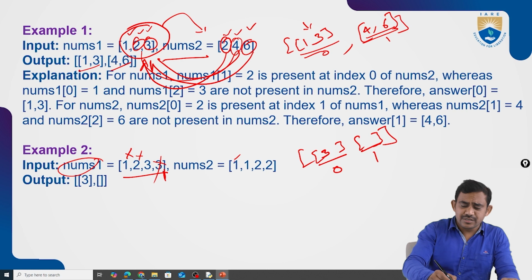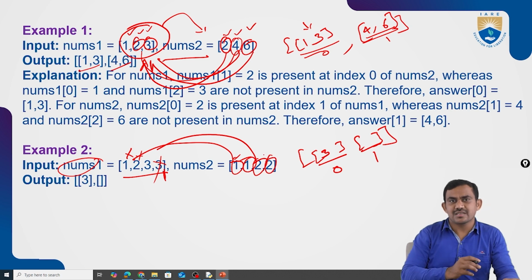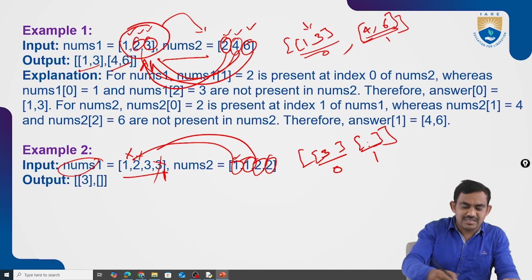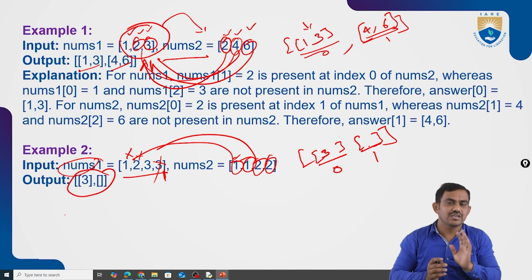Coming to the reverse case. 1 is there. Again 1, already cross checked, no need to worry about that. Again 2 is there, yes, 2 also is there. Again 2 already cross checked. So here it's an empty list. One index has the empty list. This is your answer: 3 comma empty list. 3 is one list and one more list is empty.